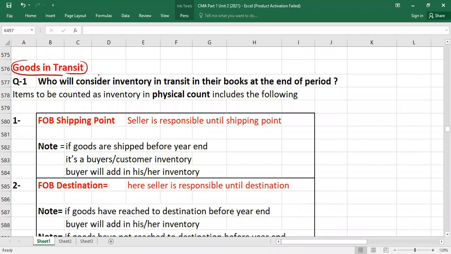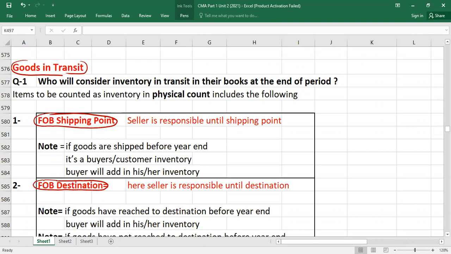Goods in transit means it's not with the supplier, nor with the customer. It's in between. And who would claim this is my inventory, customer or supplier? I told you there are two different types of contract. There could be more, but in our syllabus, one is called FOB shipping point, and the second is FOB destination. In order to understand these two terms, you have to focus on the keyword. What is the keyword?